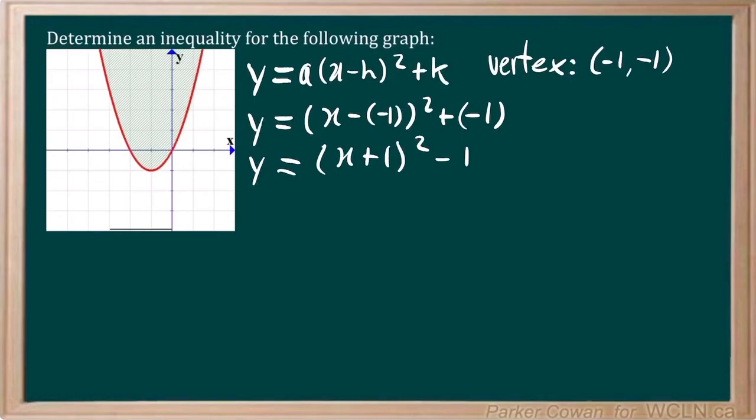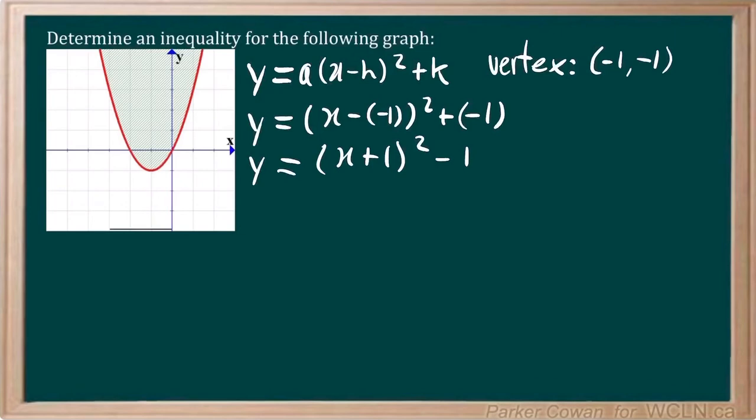Now what we need to do is determine what kind of sign we're going to be using here. As we can see, we have a solid boundary, or a solid line, so we know it's going to be either less than or equal to or greater than or equal to. Now there's two ways to find which one it's going to be. One of them is a heck of a lot easier than the other.